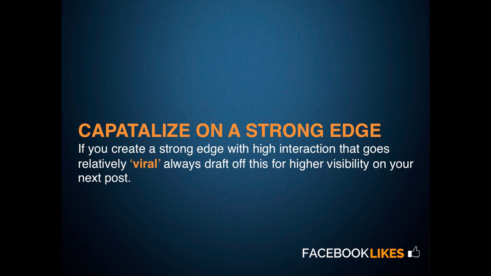Another way to use this is to capitalize on strong edges or updates. If you create a strong edge or a status with high interaction that goes relatively viral, either within your fan base or even further than that, extending your reach, always draft off this for higher visibility on your next post. So say you got 500 likes on a status, which is twice what you normally get. You then have very strong affinity and very strong last actor scores for these 500 people. Therefore, if you post another status really close to this first status, those 500 people are almost 100% likely to see this.